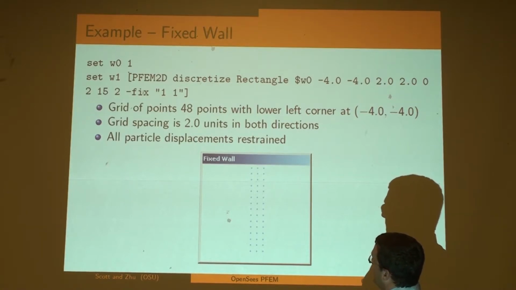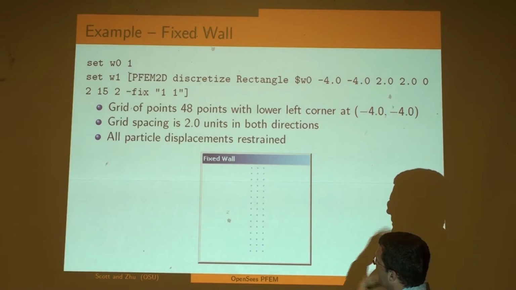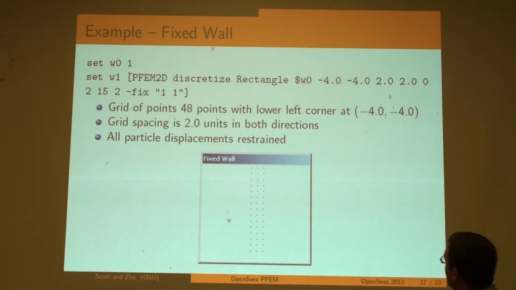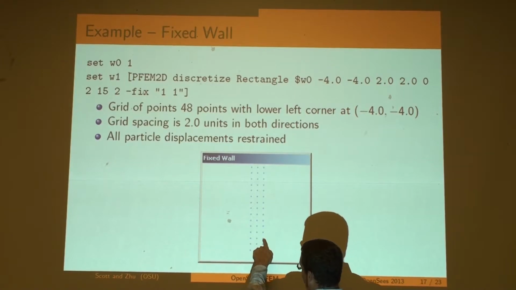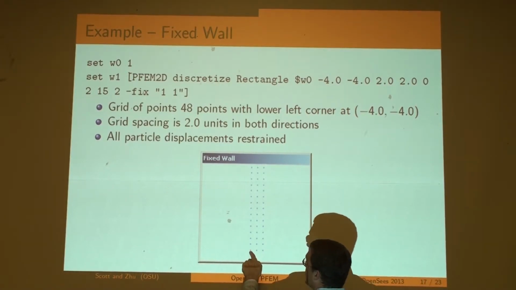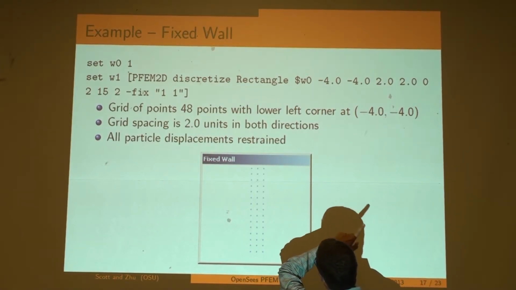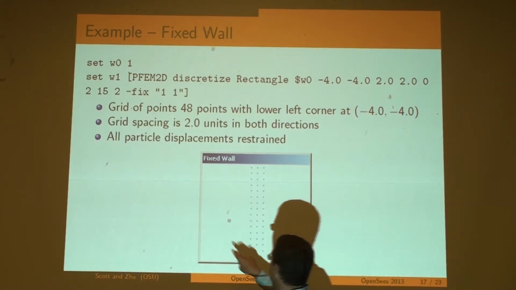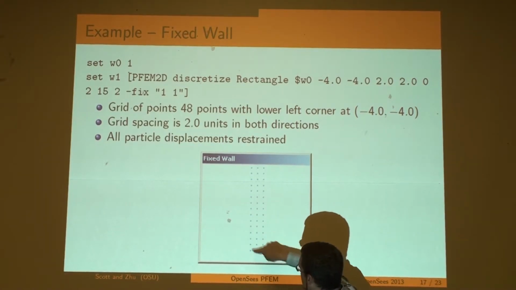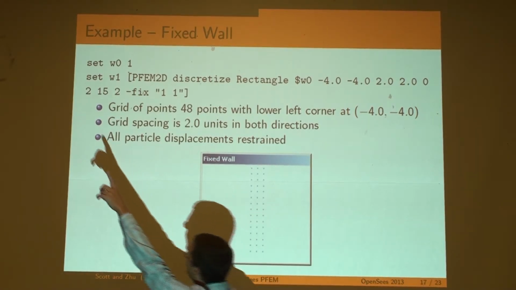So the discretized rectangle for the left wall, we create a grid of 48 points, which is at -4. The origin is here at the lower left corner of the water column. So I'm just going over here, -4, -4, and then grid spacing is 2 units. The number of X divisions is 2, and 15 in the vertical direction. So that's what the 2 and the 15 mean over here.